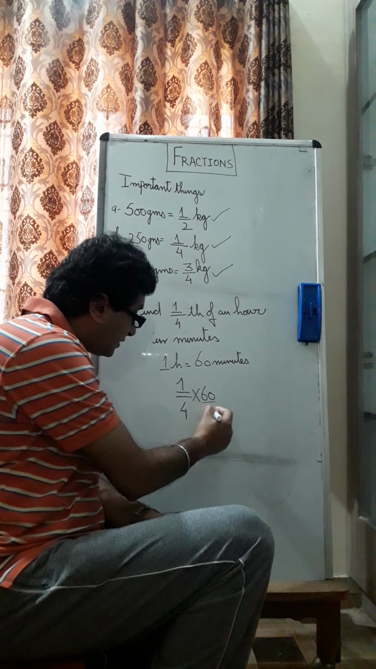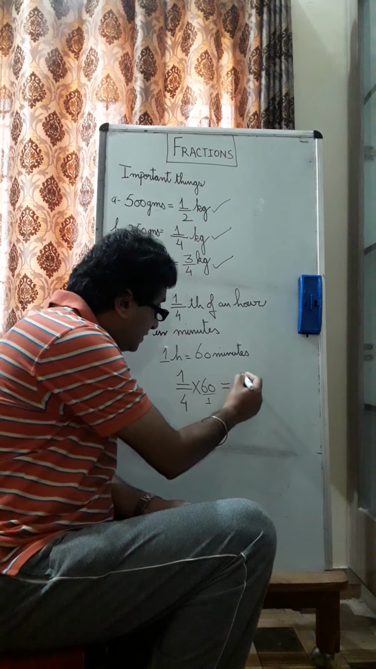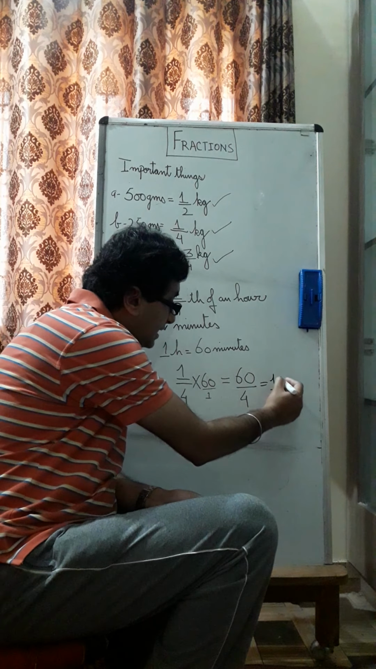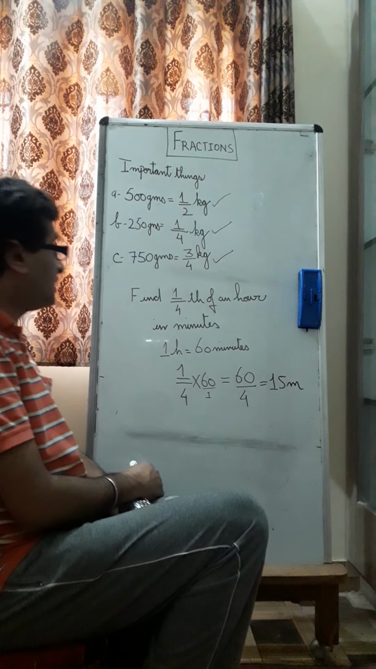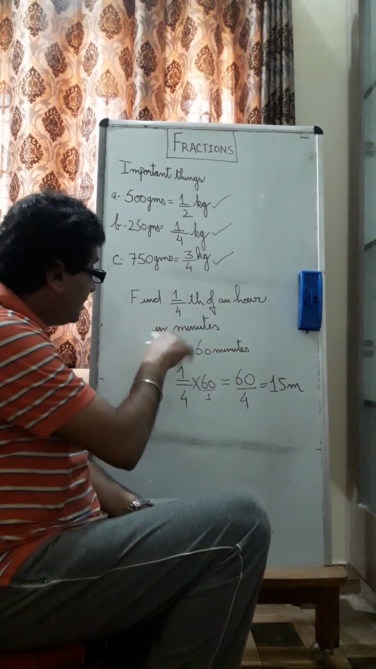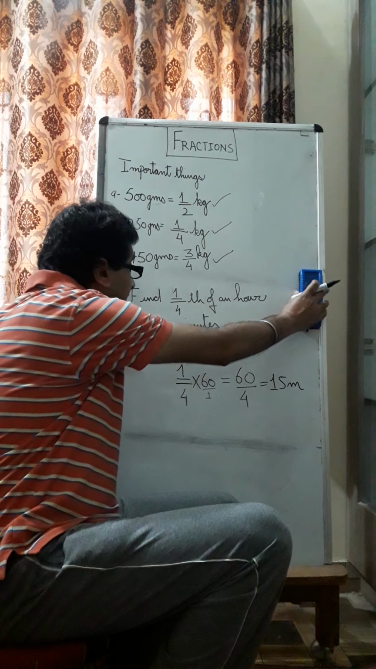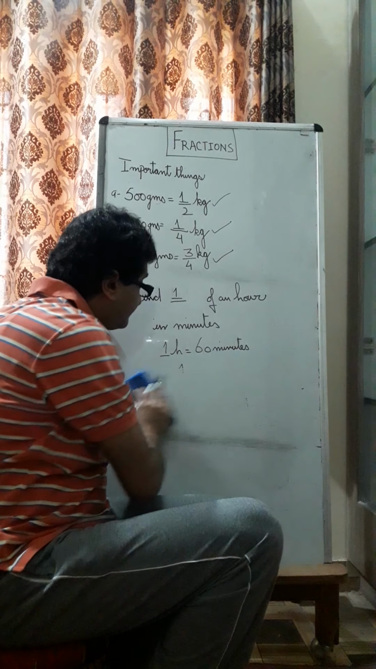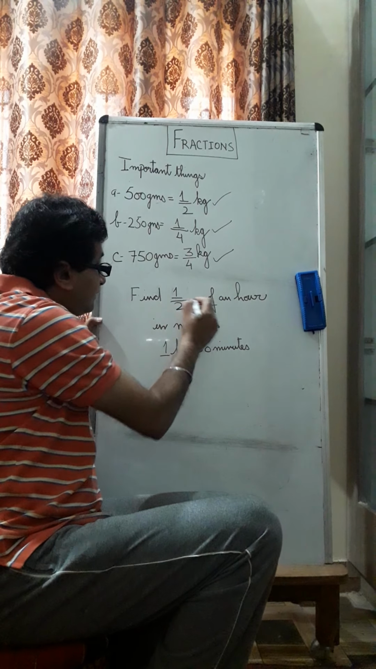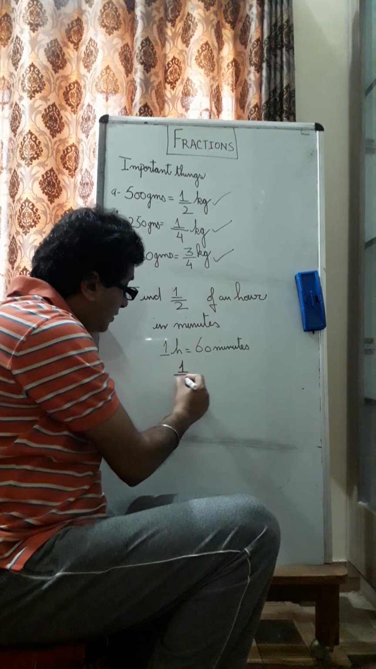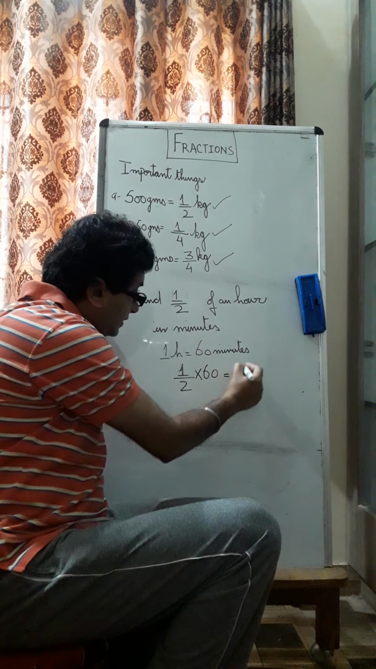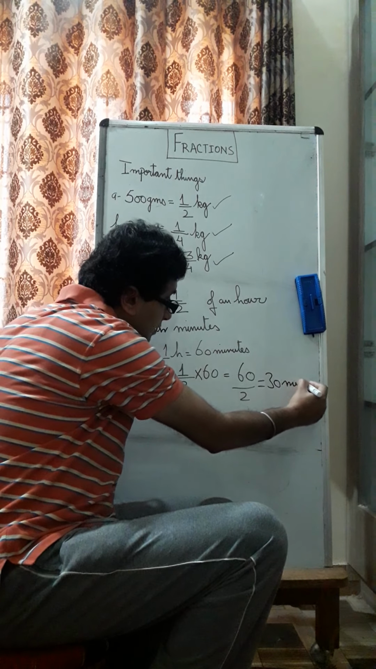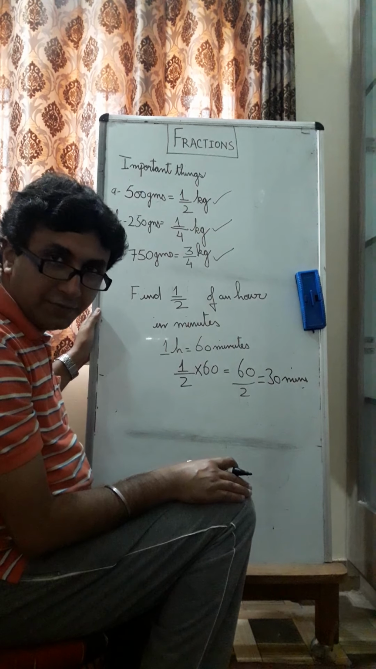So 60 over 1 also you can write. Right? So what does it become? It becomes 60 over 4. So divide: 4 15s are 60. So 15 minutes is 1/4 of an hour. Similarly, now the next term he says find half of an hour. So half, so 1/2 into 60. So we'll get 60 over 2. So it will be 30 minutes. So 30 minutes is half an hour.